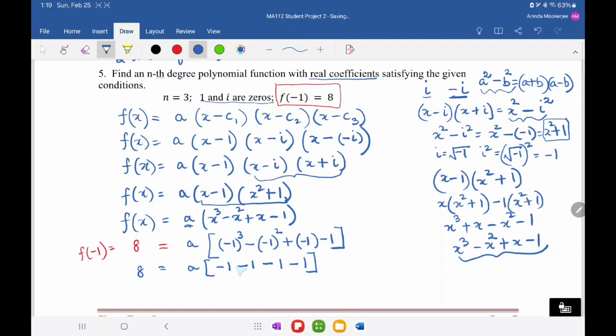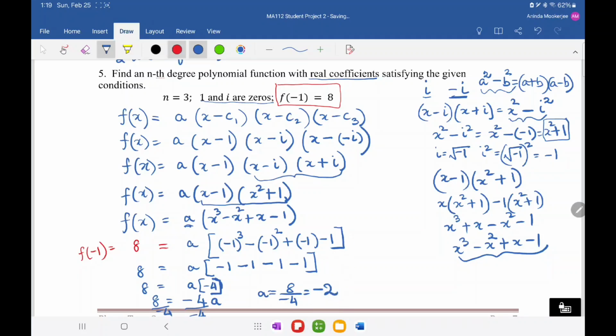And when we add up all these negative ones, we will end up with 8 equals a times negative 4, and rewrite this as 8 equals negative 4a. Now we can solve for a to get a value for a. So a will be equal to 8 divided by negative 4, which is negative 2. So we found a value for a, correct? So we divide both sides by negative 4, right? And we get negative 2 for a.